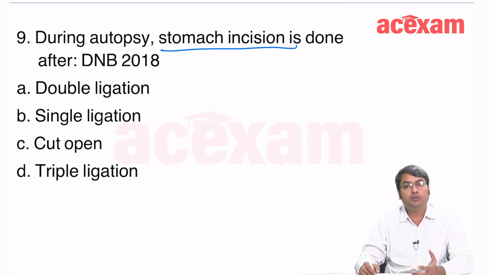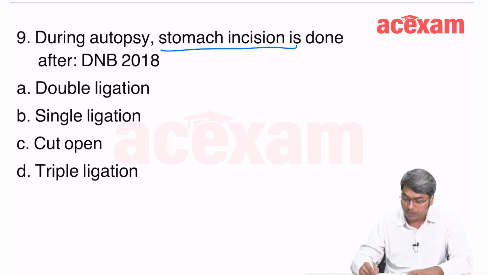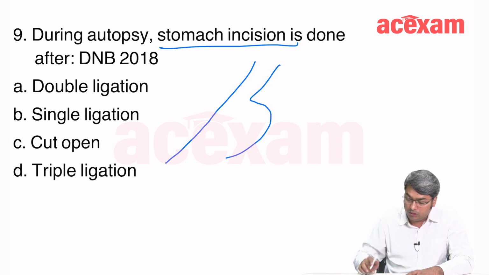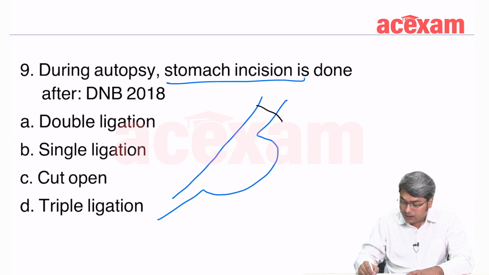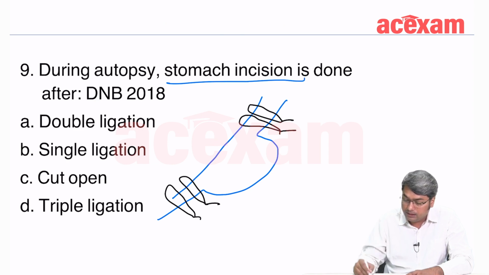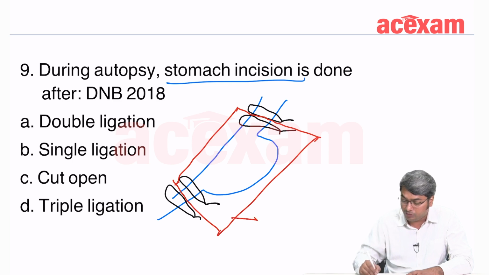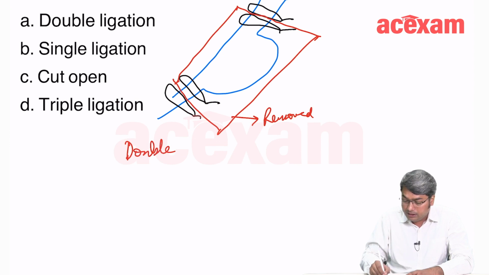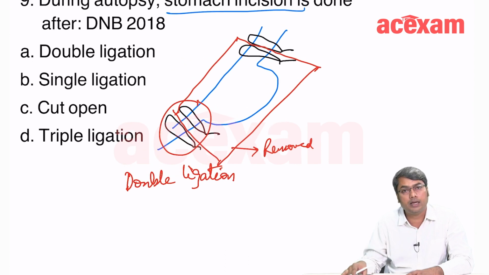Stomach, we have to remove the stomach to check for the presence of any poisons or any particular change in the stomach mucosa. So, if this is the stomach, then how is it removed? Two different ligatures are given at the two ends, and then the stomach is cut in between these two ligatures and then removed. So, this is known as the double ligation technique, because two ligations are being given at both the ends, at the cardiac end and the pyloric end.